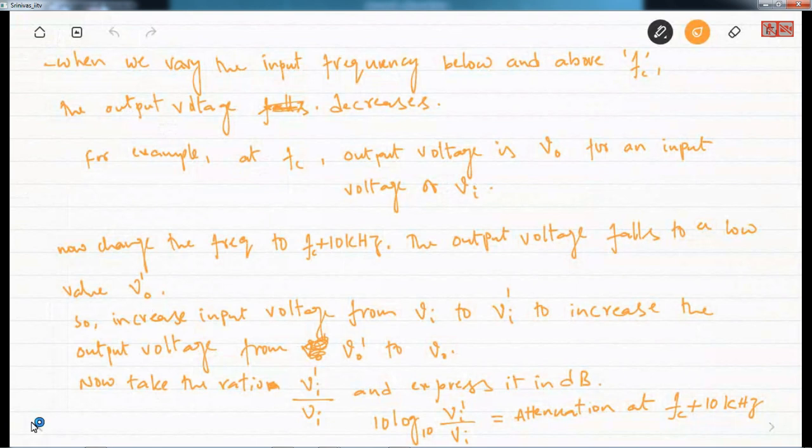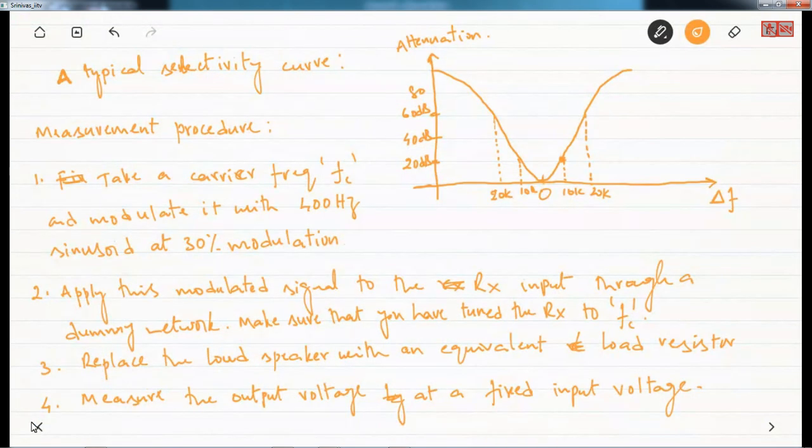So let's go back to this curve and then see. So what does this mean? Signal at Fc. To get the same amplification is transmitting at 60 dB more.